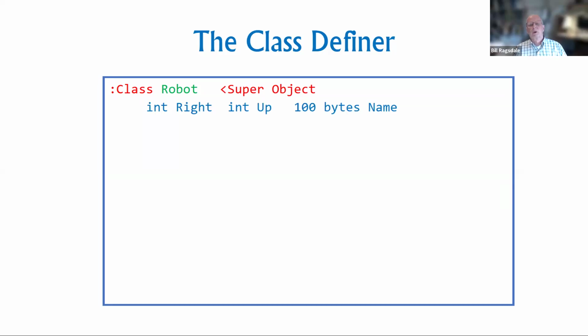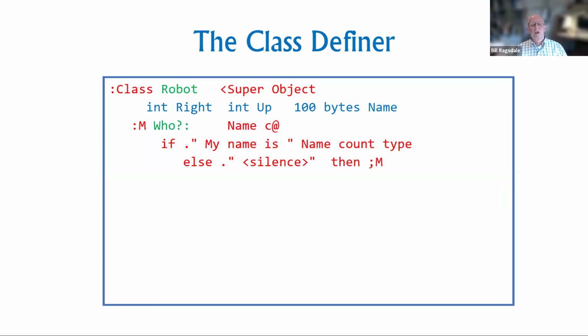Here's the declaration for its variables. Now, we declare first an integer as right, an integer as up, and then 100 bytes as a name. And remember, each object generated by robot has its own copy of these variables. So they are independent.